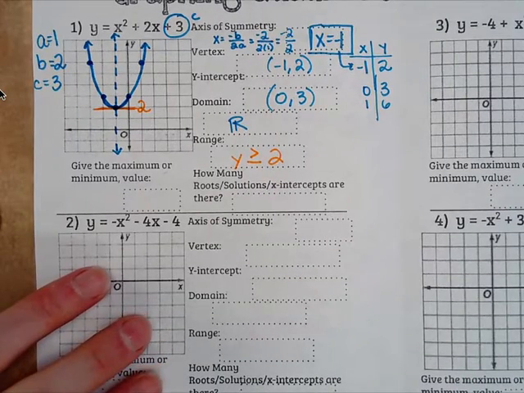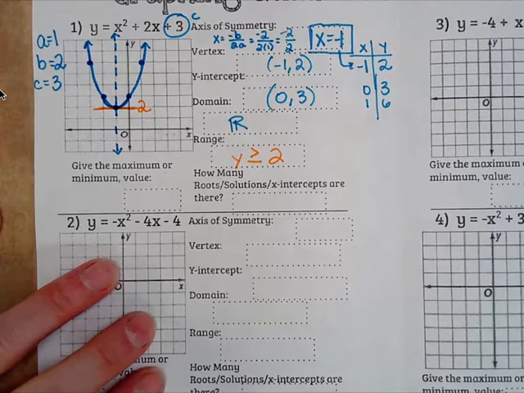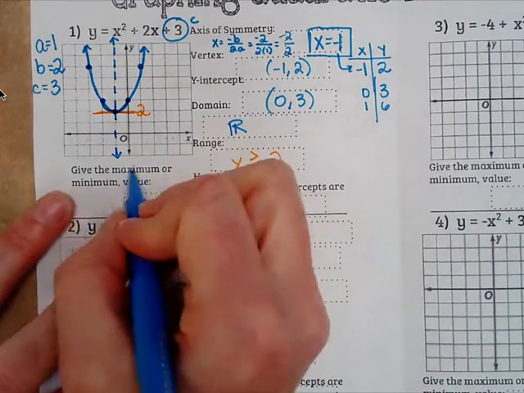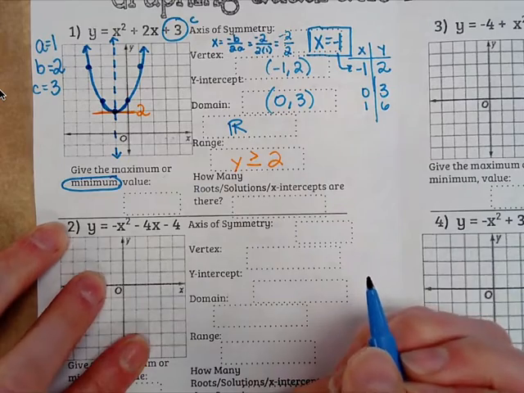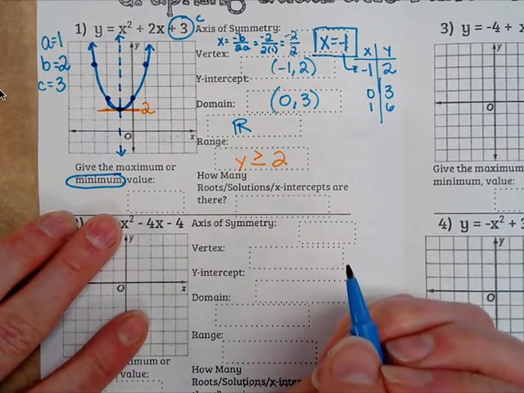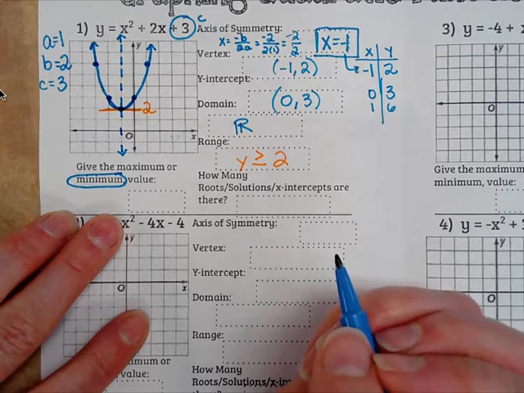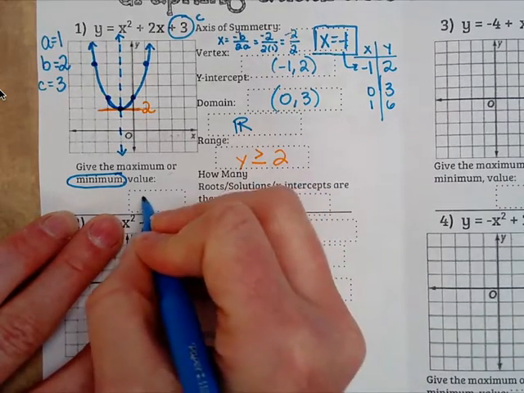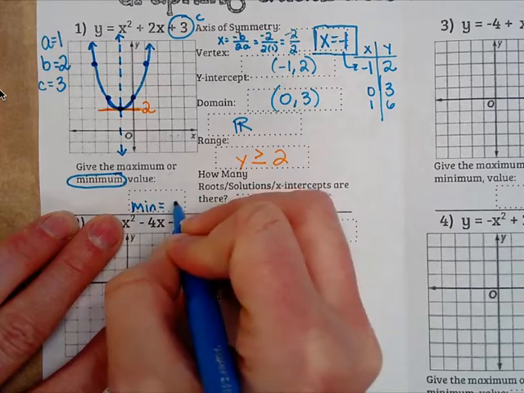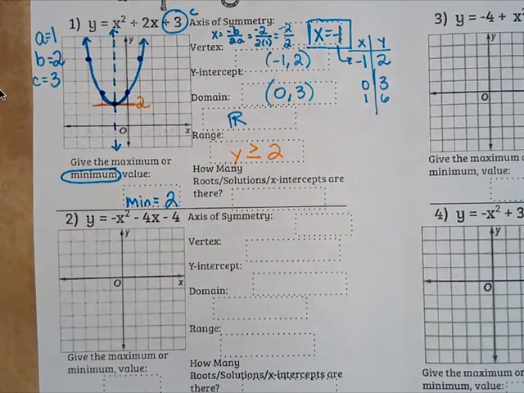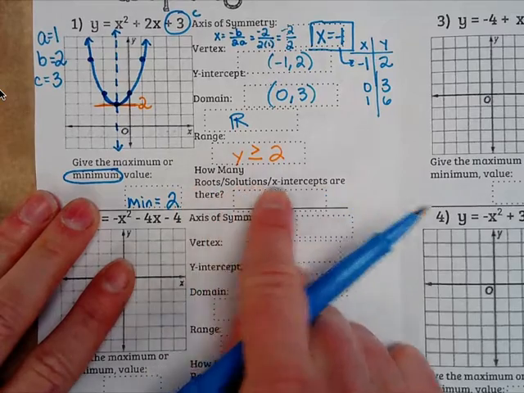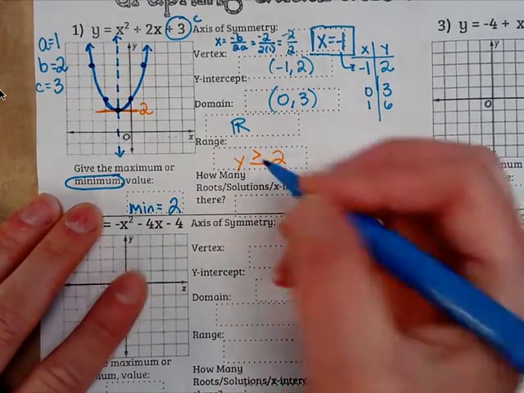Give the maximum or minimum value. What kind of value do we have? Do we have a max or a min? Min. And we need to give that value. It's 2. The min is 2. Usually it just wants the y value, like how high or how low it is. So the min equals 2. If it's a max, it'll be max equals however high it goes. And then how many roots, solutions, x-intercepts are there? None.